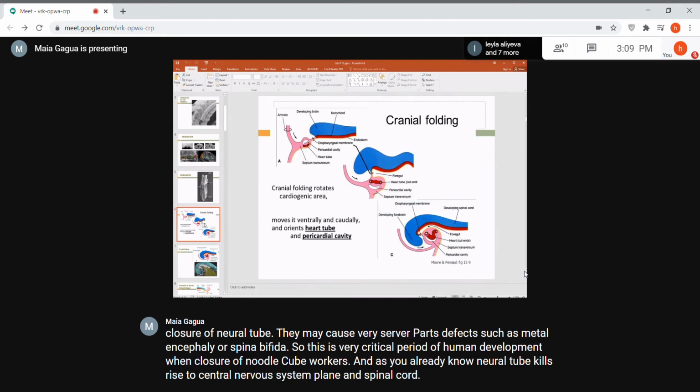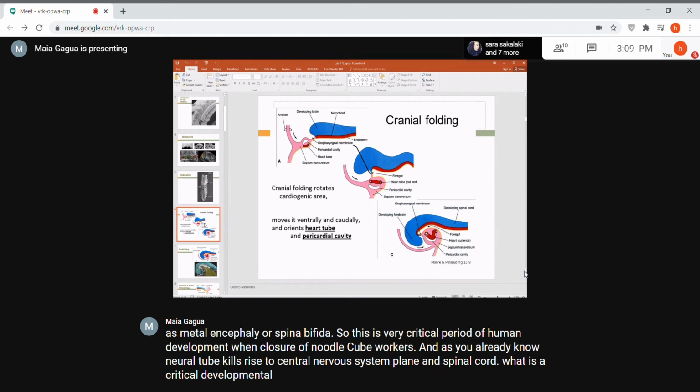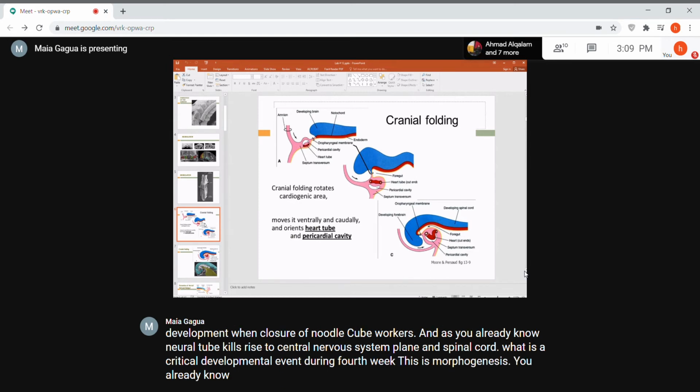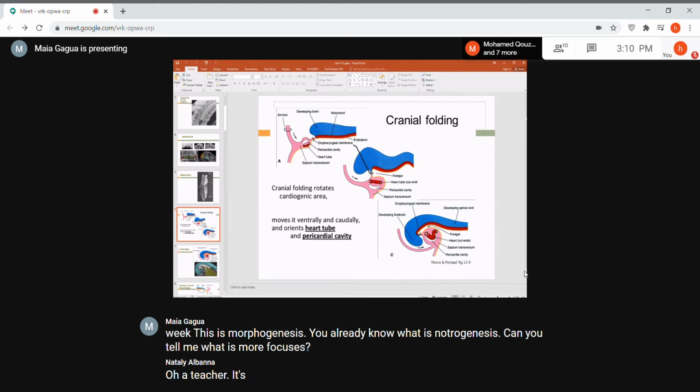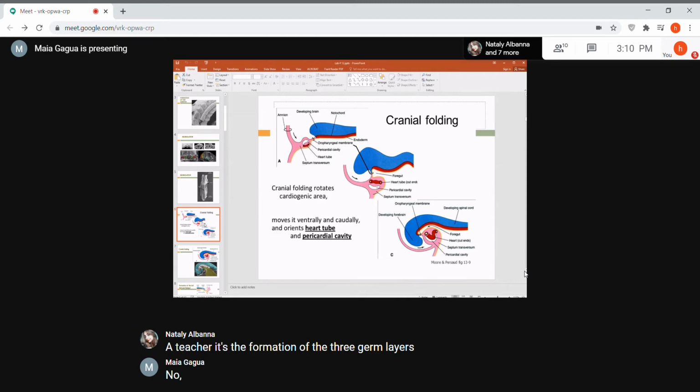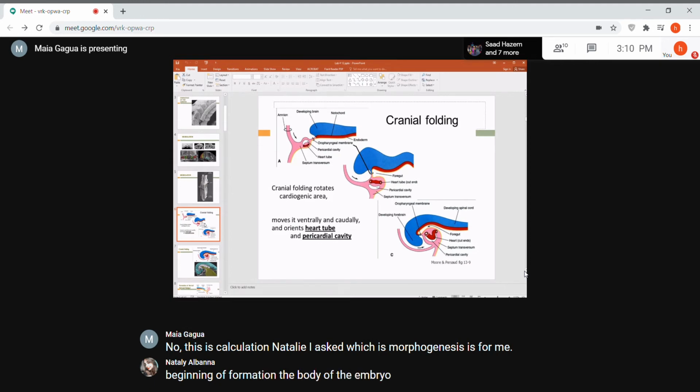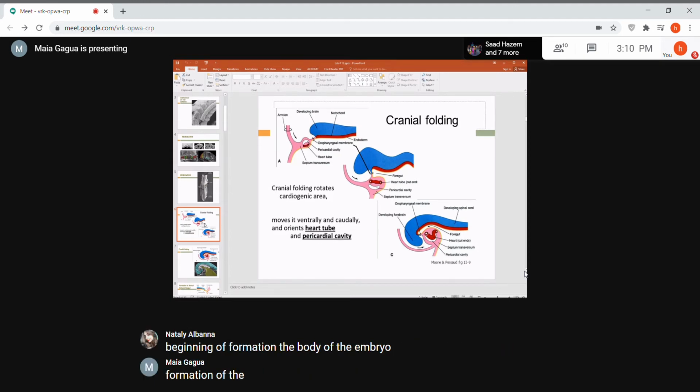What is a critical developmental event during fourth week? This is morphogenesis. You already know what is morphogenesis. Can you tell me what is morphogenesis? Teacher, it's the formation of the three germ layers. No, this is differentiation, Natalie. I asked you what is morphogenesis. Beginning of formation of the body of the embryo. Formation of the shape of the embryo.